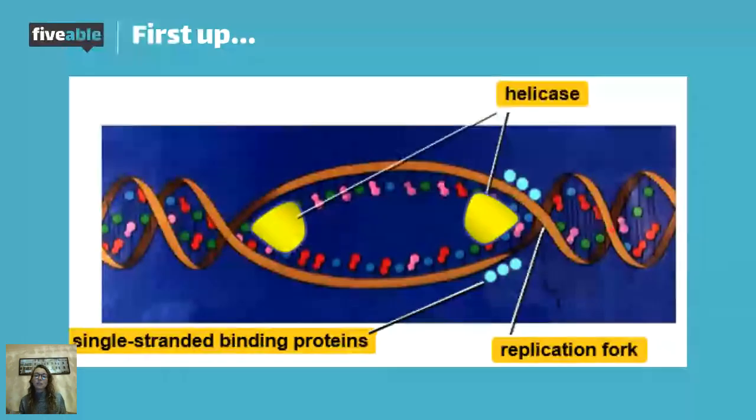So we use these single-stranded binding proteins in order to hold these strands apart so that we can actually get DNA polymerase in there to replicate. Okay, so super important proteins there. Helicase, gotta know it. Single-stranded binding proteins, abbreviated to SSBP.